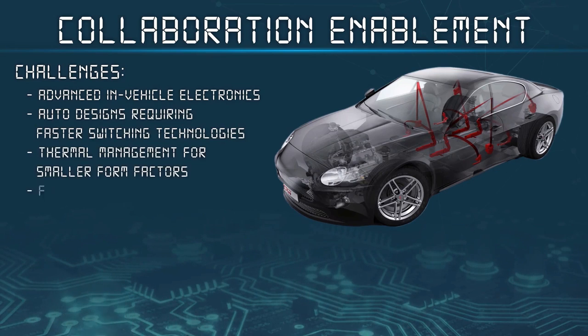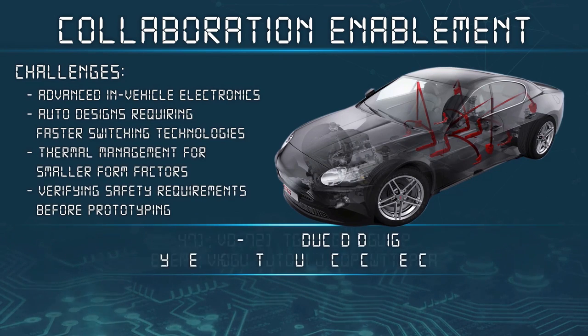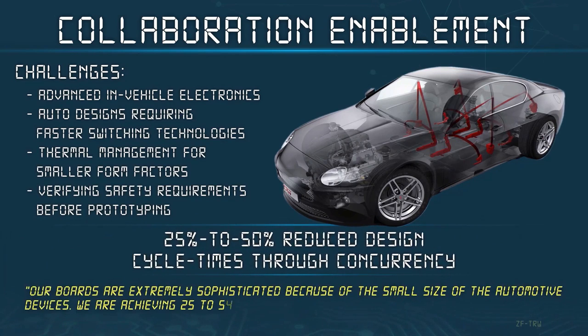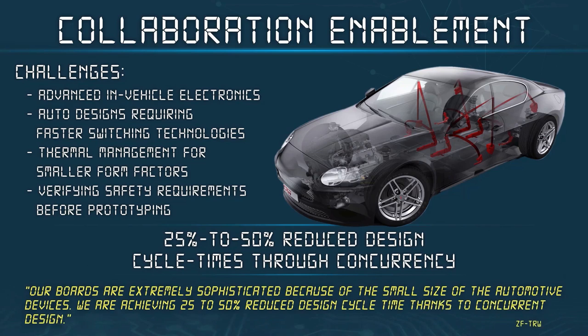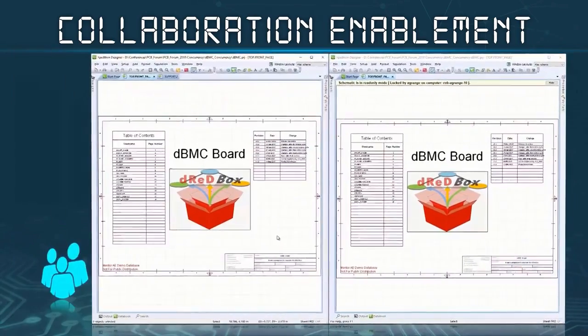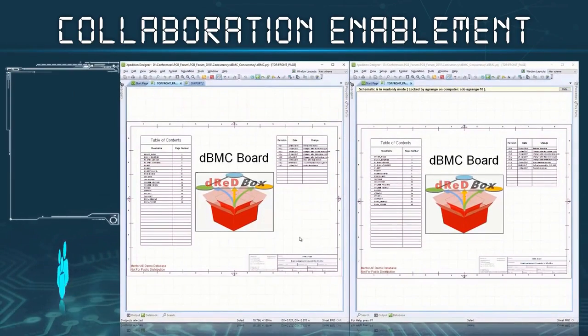The following Tier 1 automotive companies started seeing requirements with higher complexity and smaller footprint devices from their customers. As such, their current design process started creating bottlenecks that were impacting schedules. After implementing Xpedition concurrent design processes and collaboration, their design teams were able to reduce cycle times by up to 50%. Xpedition supports concurrency throughout the design process.